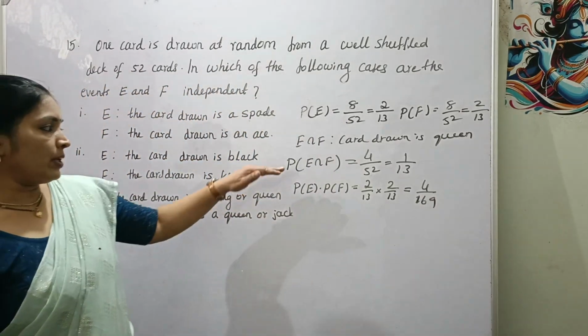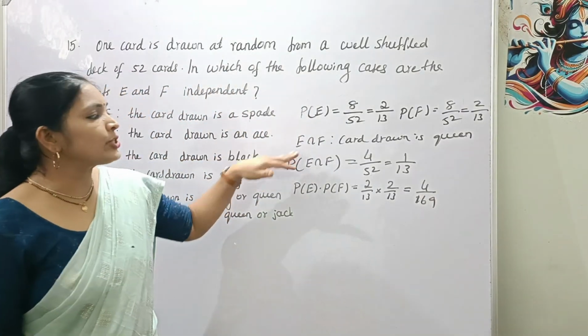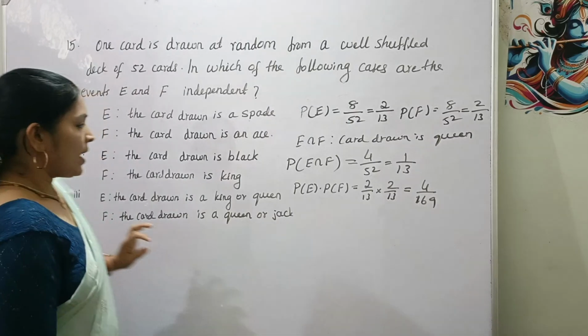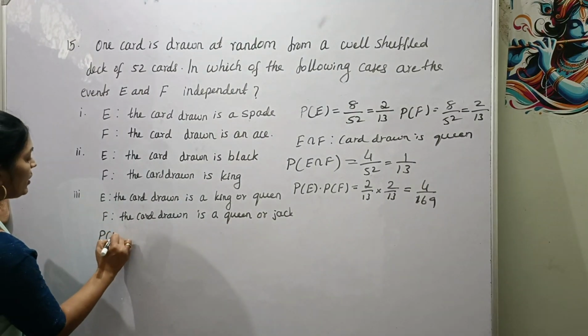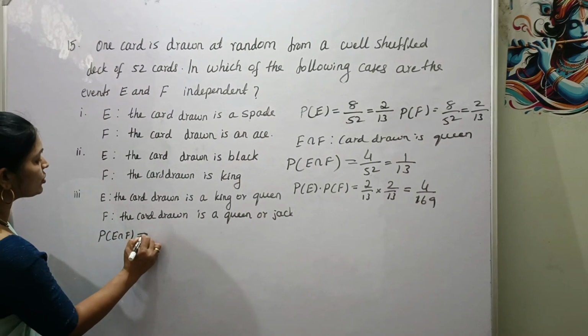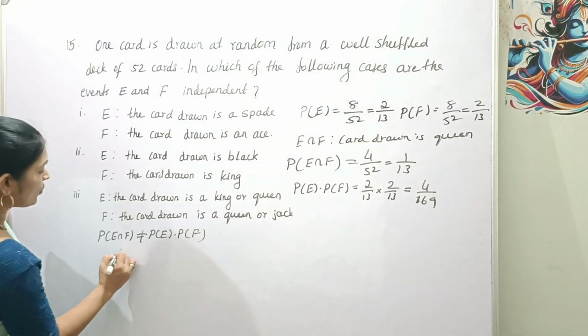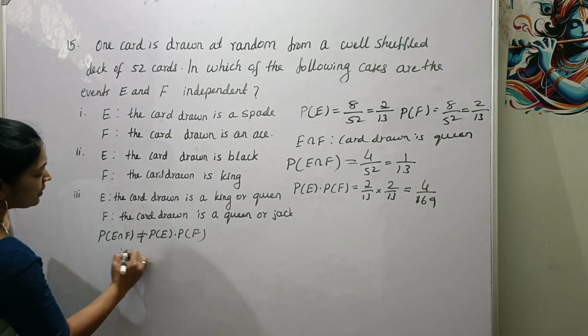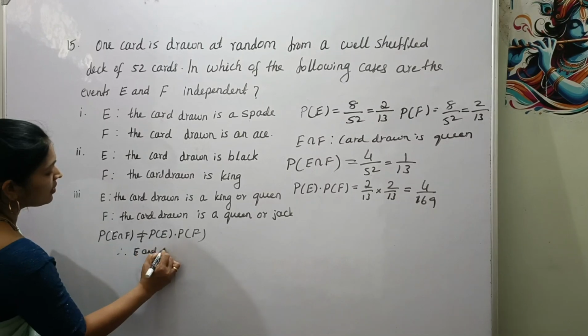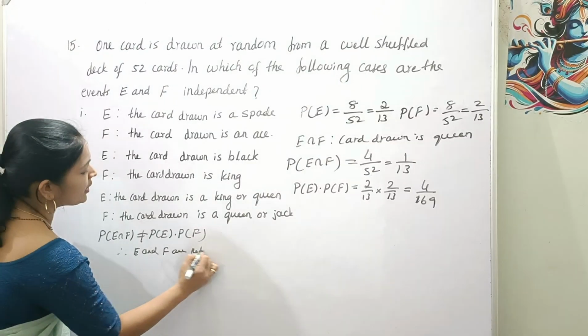It is here, but here we have got probability of E intersection F is 1 by 13. Therefore, probability of E intersection F not equal to probability of E into probability of F. Therefore, in third case, E and F are not independent events.